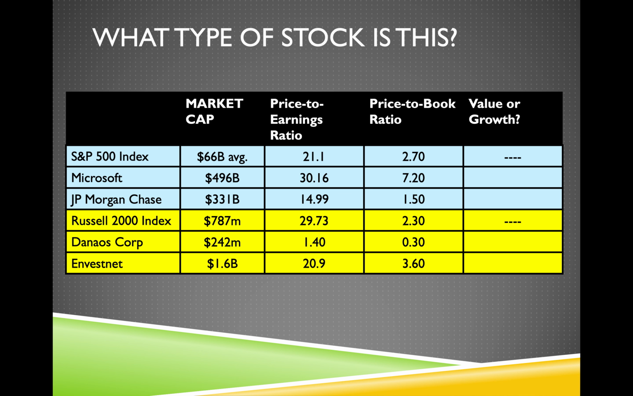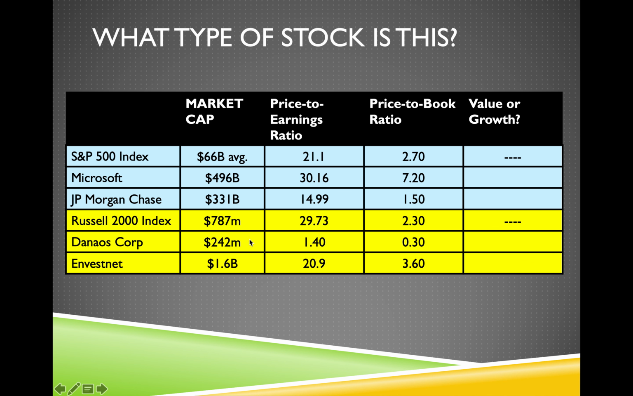for comparison purposes. We see that Microsoft has got a pretty high price to earnings ratio and a pretty high price to book ratio compared to JP Morgan Chase, which has got a lower price earnings ratio and much lower price to book ratio. Banks in general have to maintain a lot more capital.